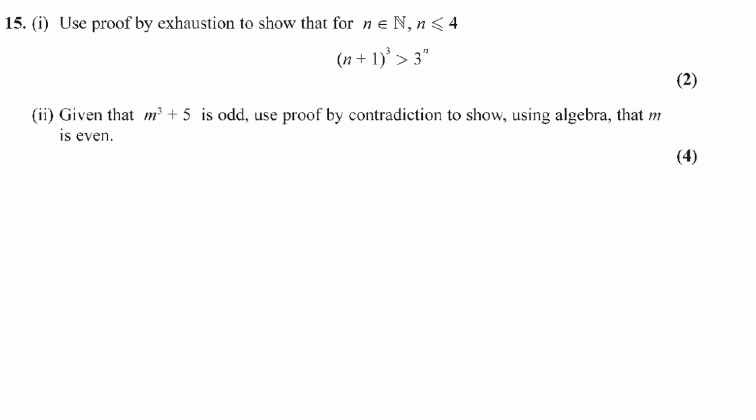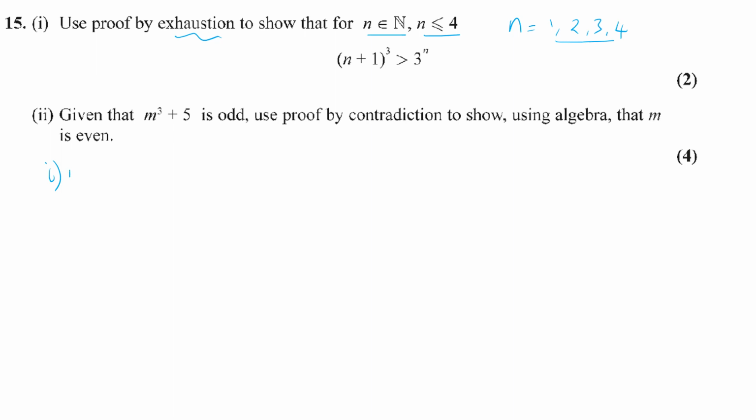Okay, here's my last question on proof, using proof by exhaustion in the first part and proof by contradiction in the second half. So let's do part 1 first. Proof by exhaustion to show that n, which belongs to the natural numbers. Natural numbers start at 1 and just go up, but we have n also being equal or less than 4. So n can take the values 1, 2, 3 or 4. So proven by exhaustion, we've only got 4 cases to show.